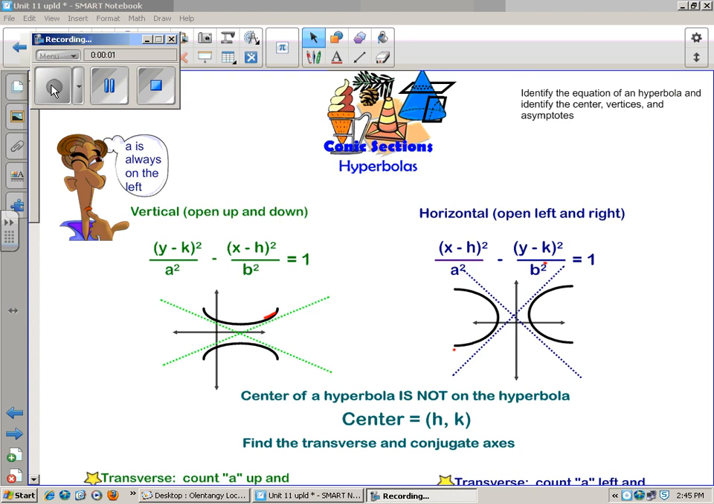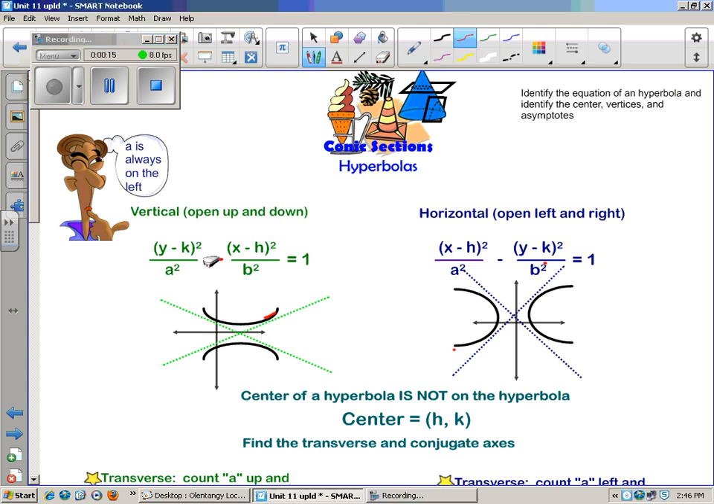Okay, so today we're going to talk about hyperbolas. If you look at the equation, it looks a lot like the equation for the ellipse, but notice that it's subtraction. It still has to equal 1, and there are two kinds because subtraction is not commutative. I can't just put it in any order I want.